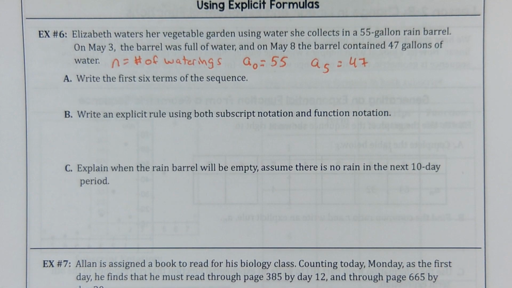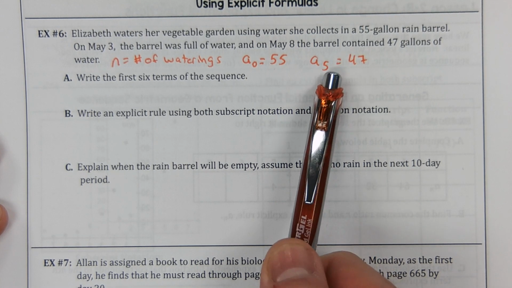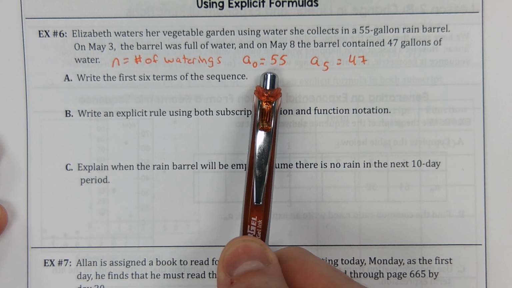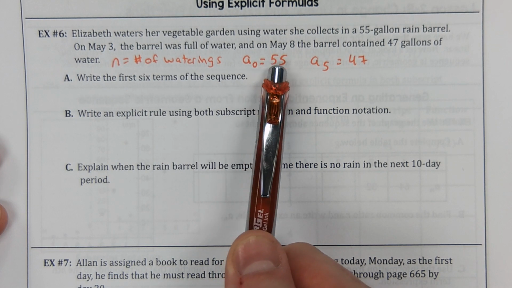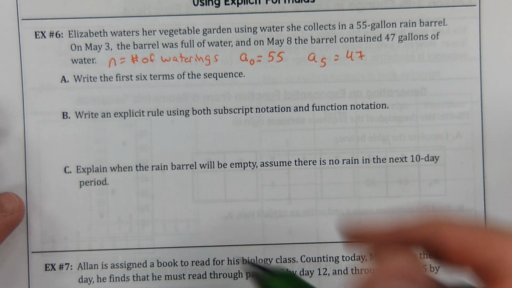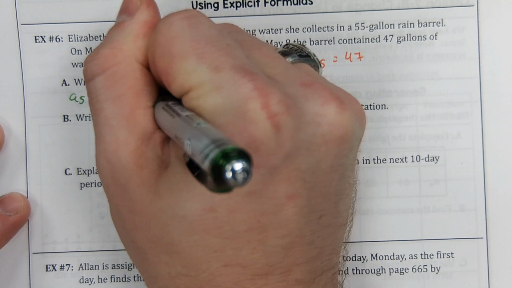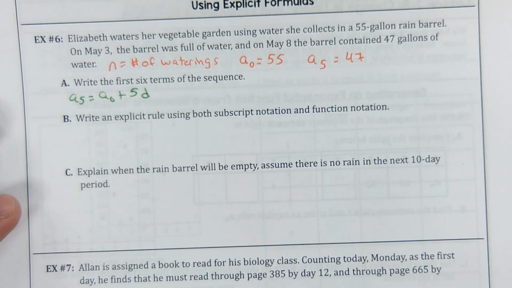It says to write the first 6 terms. It's kind of hard to do that if you don't know how much water you're losing each day. So once again, we're going to have to start with finding the common difference. This is 5 waterings after this. So all we have to do is figure out how much water we've lost and divide by 5. I will write it out as a formula though. A sub 5 is A sub 0 plus 5 common differences.